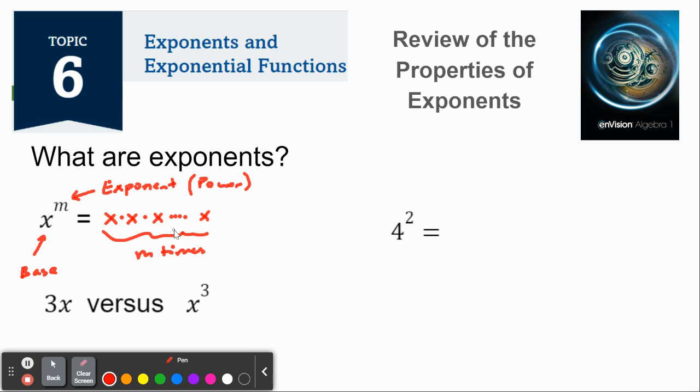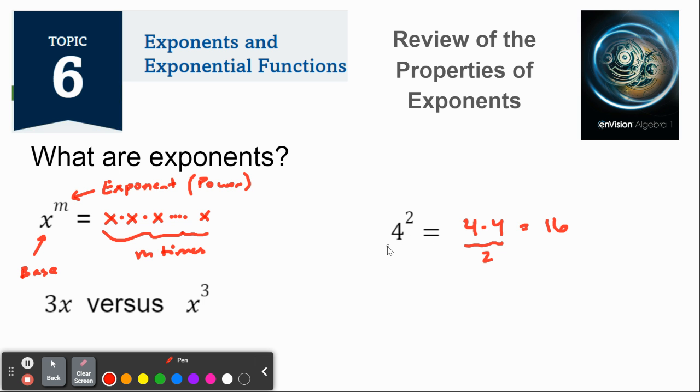Now you'll see in every slide that I do today, I'm going to start with variables, and then we'll use a numeric example. So 4 to the second power, or 4 squared, is what we call this. This would be 4 times itself 2 times. Well, 4 times 4 is 16. That's what 4 squared is.